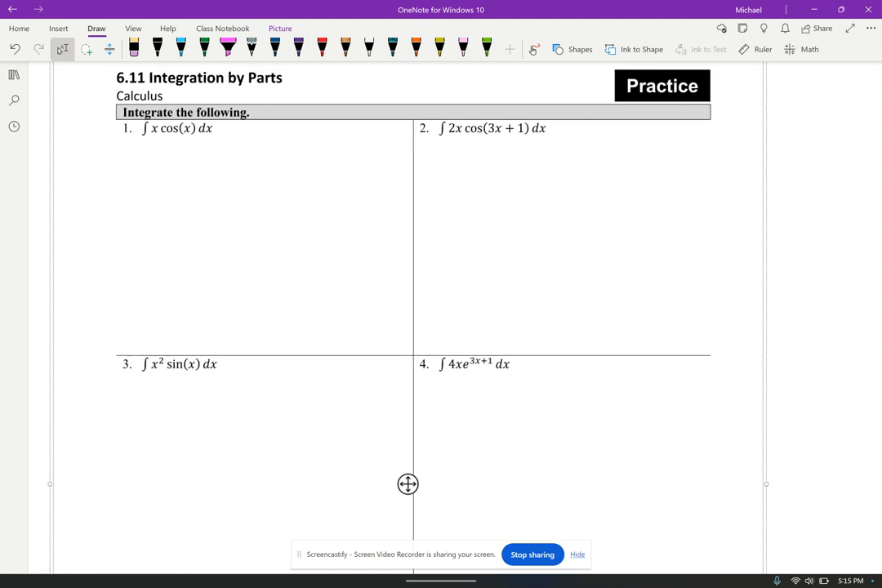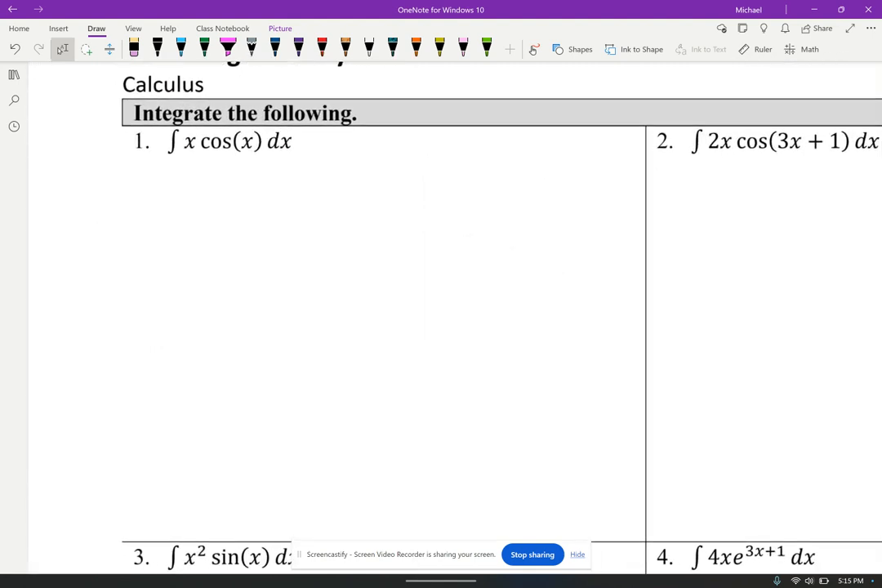So in the last video, we talked about this tabular method, which could be a quick way to do an antiderivative using integration by parts, as long as one of the two functions that you're multiplying differentiates down to zero, and the other one is easily anti-differentiable, right? And so for number one here, I think we can do this UV substitution, U dV, but in tabular form.